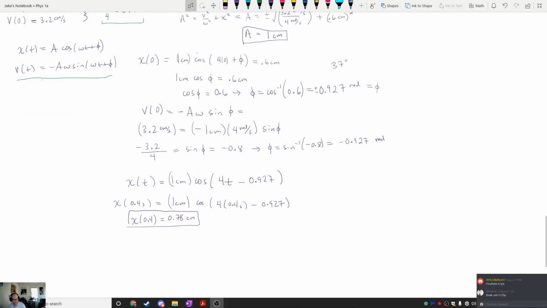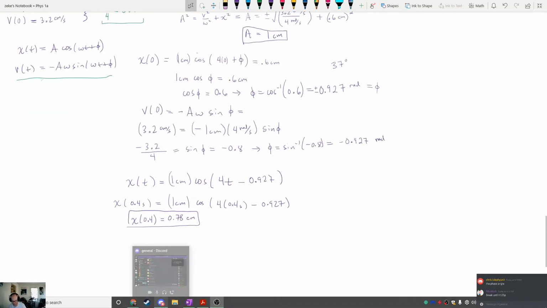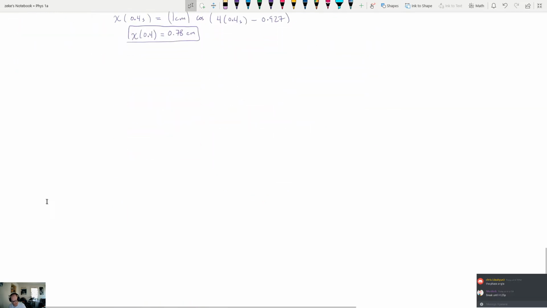All right, this is Physics 1A, the third hour for June 2nd. And we're now going to talk about pendulums. We're going to start off with what's called the simple pendulum.